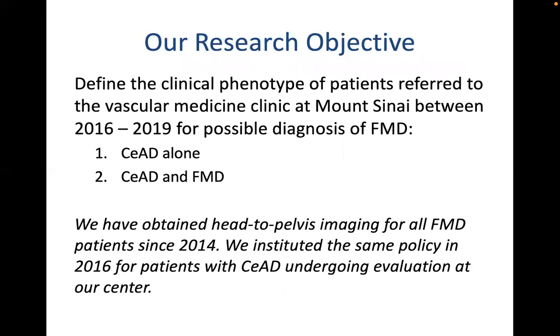So that brings me to our research objective, which is to define the clinical phenotype or presentation of patients that have been referred to our clinic at Mount Sinai between 2016 and 2019 with a possible diagnosis of FMD. We separated these patients into two buckets based on their results, either cervical artery dissection alone or those that had cervical artery dissection and FMD. Since 2014, we've been getting head to pelvis imaging for all our FMD patients, and we started doing the same thing in 2016 for patients with cervical artery dissection that were referred to our center because of the overlap that we've been seeing over time.